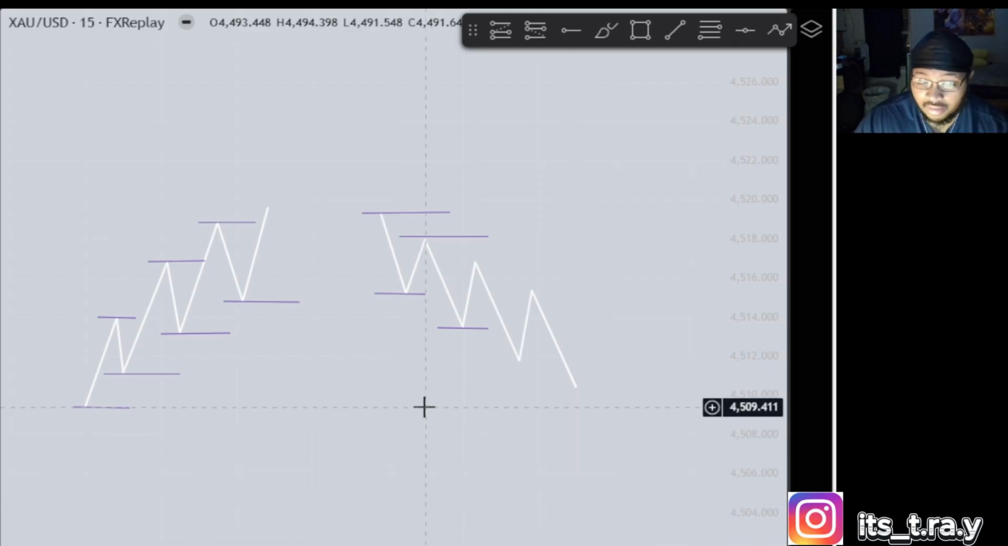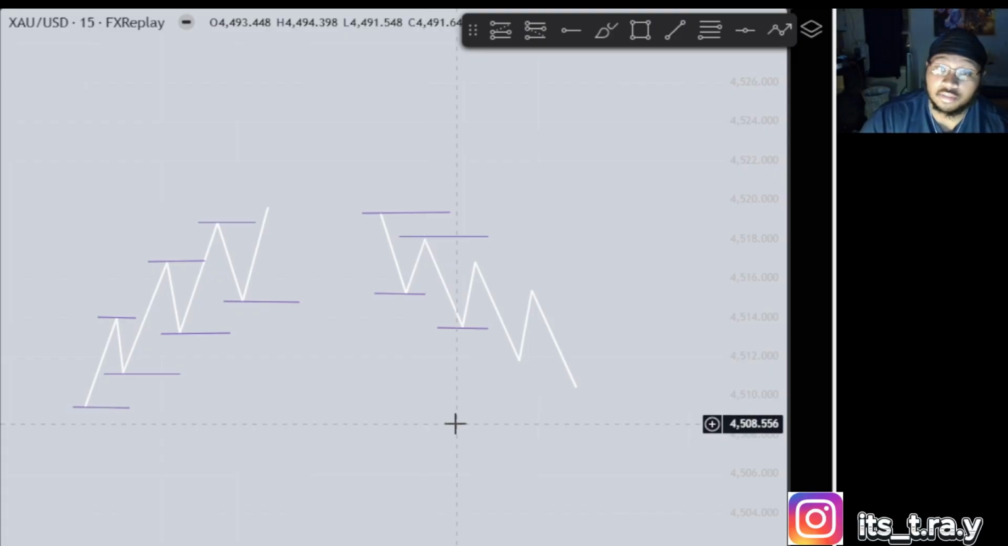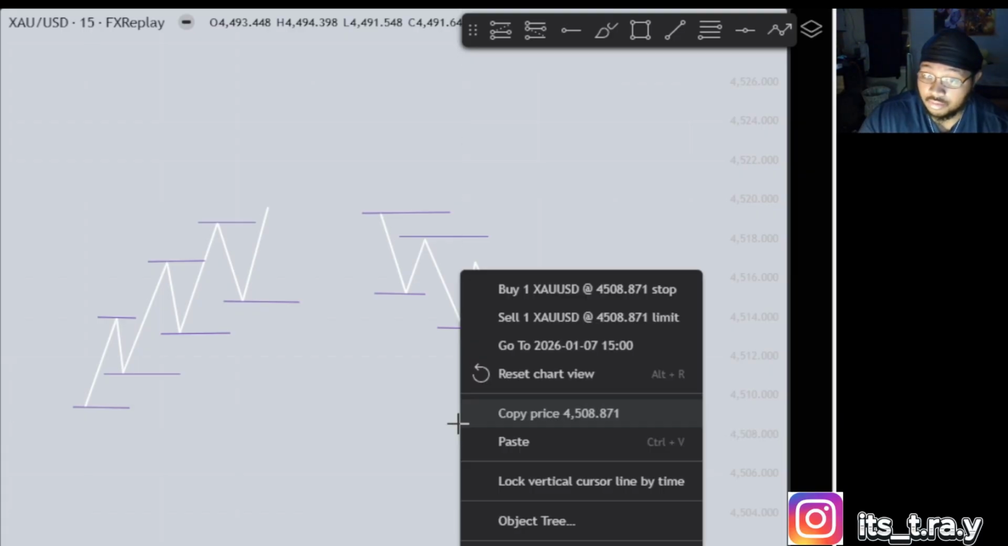So that's the basics of market structure and trends. There's an uptrend and a downtrend. An uptrend consists of higher highs and higher lows, and a downtrend consists of lower highs and lower lows. So let me get rid of this.